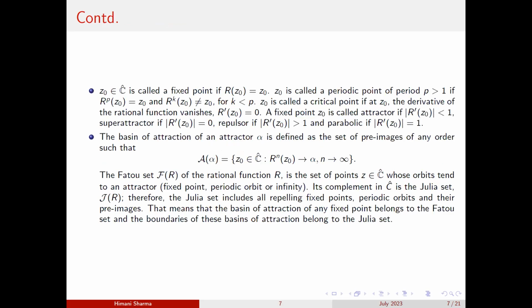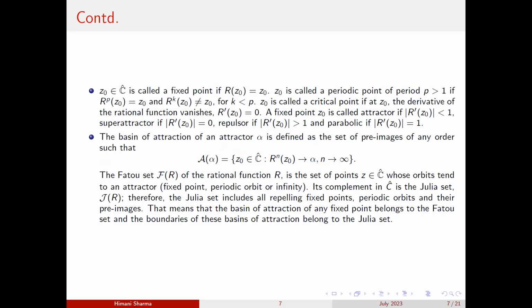Further, z0 belonging to C will be a fixed point if R(z0) equals z0. It will be a periodic point of period p greater than 1 if R^p(z0) is equal to z0 and R^k(z0) is not equal to z0 for k less than p. It is called a critical point if at z0 the derivative of the rational function is 0.